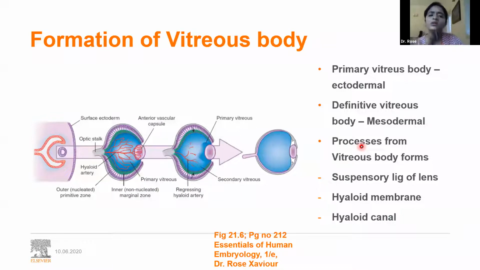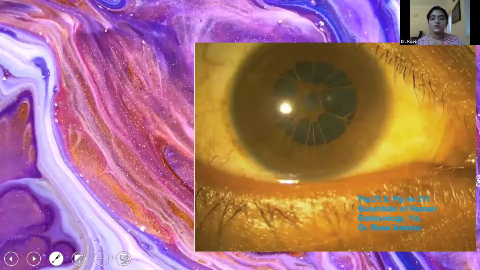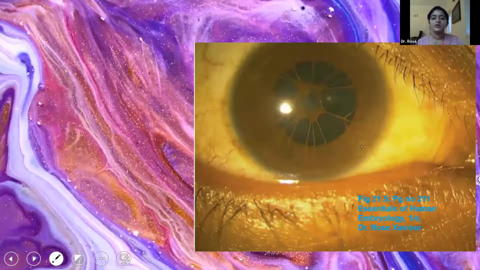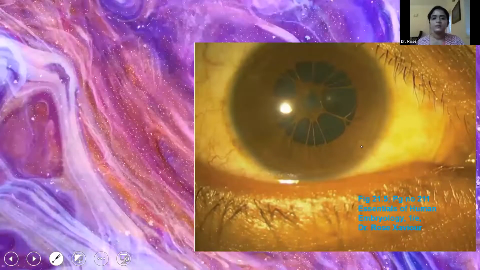So when you're asked about the formation of the vitreous body, we have the primary as well as the definitive one. Primary is ectodermal in origin, whereas definitive is mesodermal in origin. You have to keep that in mind. So I mentioned the formation of the lens, the blood supply of the lens and the formation of a vascular membrane covering the lens.